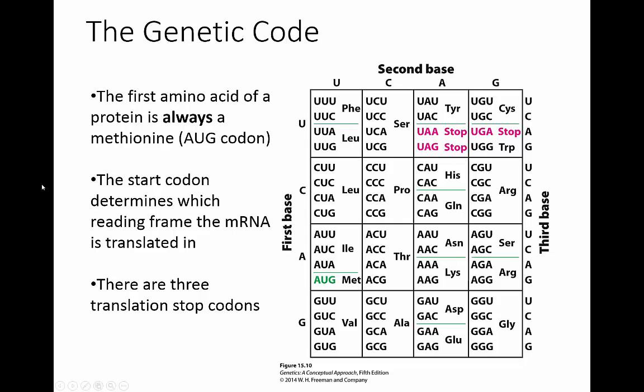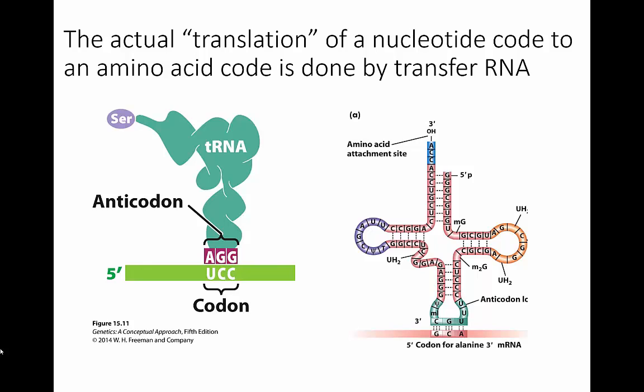The start codon, that AUG, determines which reading frame that messenger RNA gets translated in. And then at the end, there's going to be a stop codon, and there are actually 3 different possibilities for a stop codon. They're shown here. The actual translation of nucleotide code to amino acid code is done by these really important RNAs called transfer RNAs. Now, transfer RNAs, remember, they fall into this category of a functional RNA.